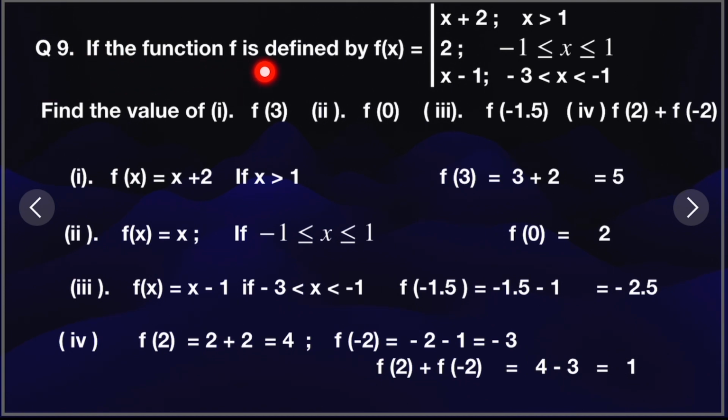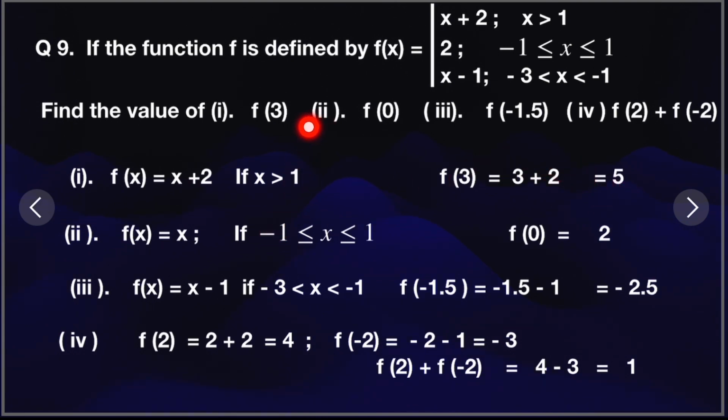Question 9. If the function f is defined by this, find the value of f(3), f(0), and so forth. So here is the function. So here the function depends upon the value of x. So let's see. The first value is 3. Okay. So 3 is greater than 1. So we have to take f(x) is equal to x plus 2. So f(3) is, put the value of x as 3, 3 plus 2, 5 is the answer.